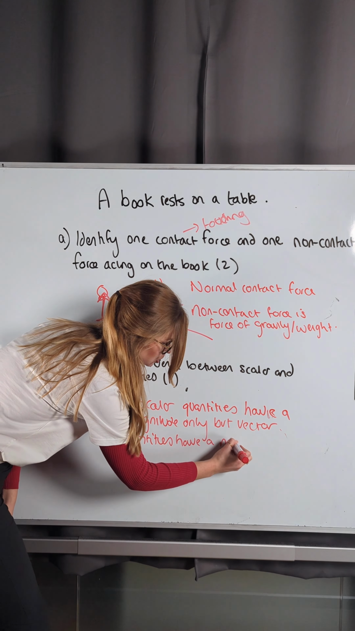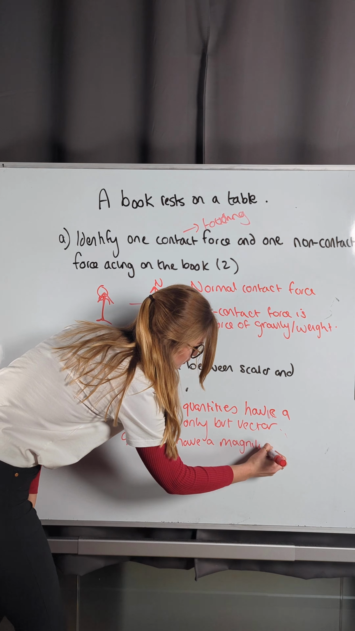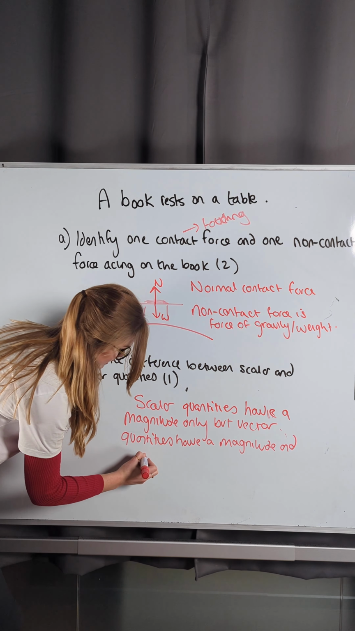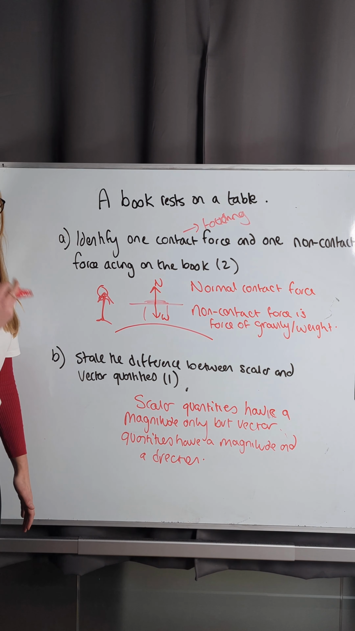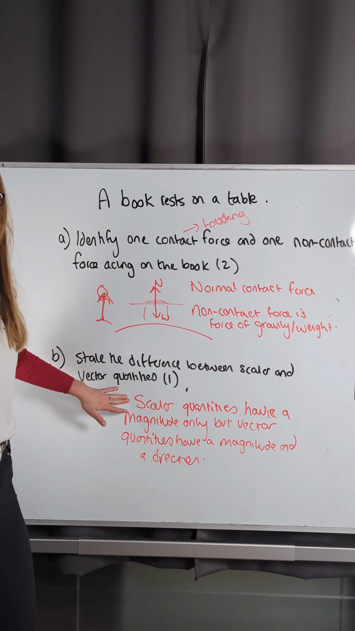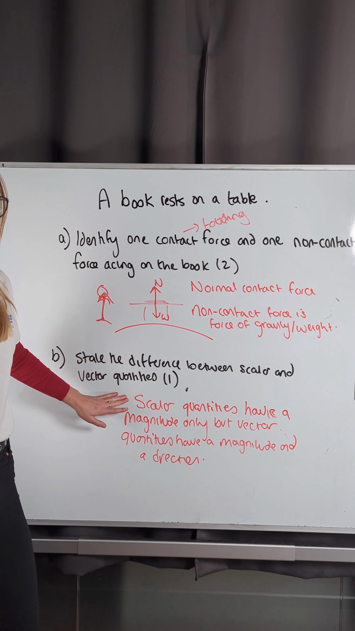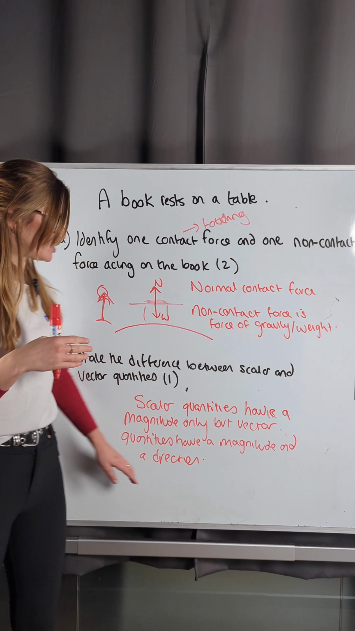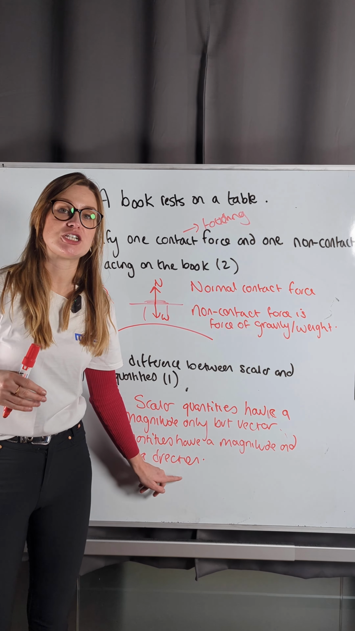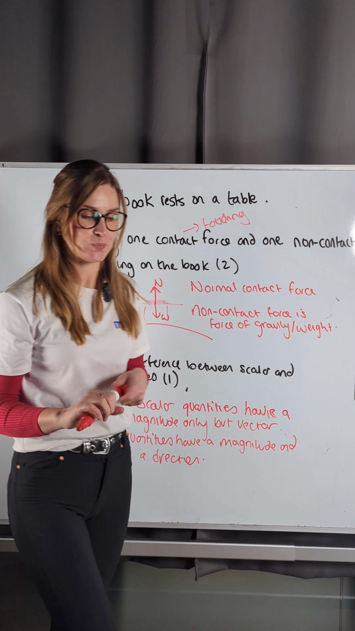So a magnitude just means a fancy way of saying a number, but vector quantities have a magnitude and a direction. So they have a number and a direction. So in example one, like example of a scalar could be speed. Our speed might be 10 meters per second, but the vector then will be velocity, 10 meters per second north. So you see, vectors just have that little extra bit of information, just tell you the direction also.